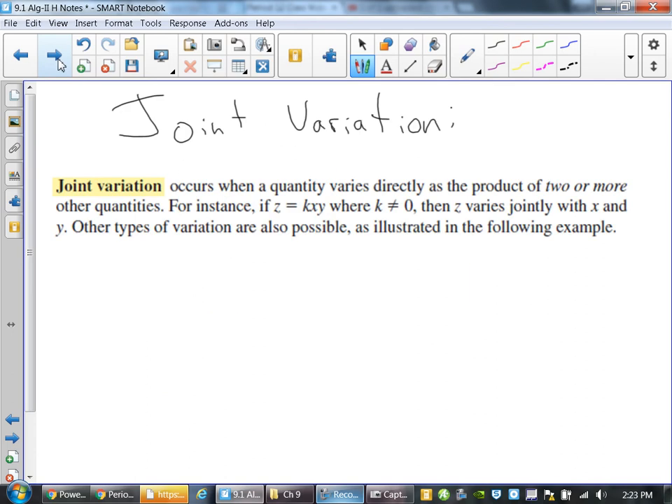Let's get some cookies. Joint variation. Joint variation is just, instead of being inversely, joint variation just means you're multiplying more than one thing together. So z varies.